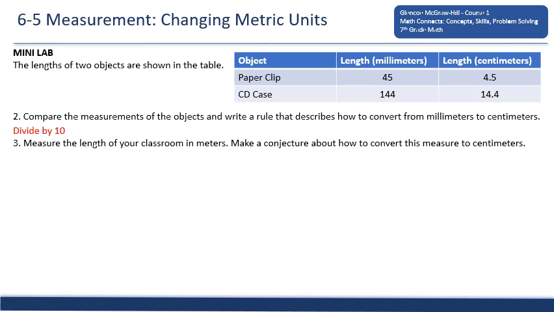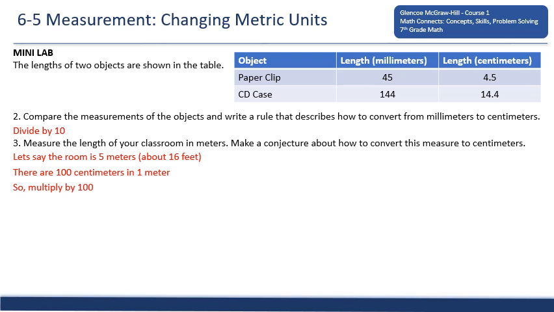Measure the length of your classroom in meters. Make a conjecture about how to convert this measure to centimeters. Let's say the room is 5 meters, about 16 feet. There are 100 centimeters in 1 meter. So multiply by 100.